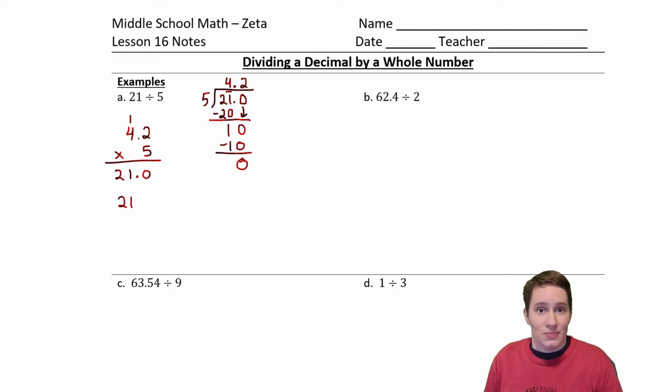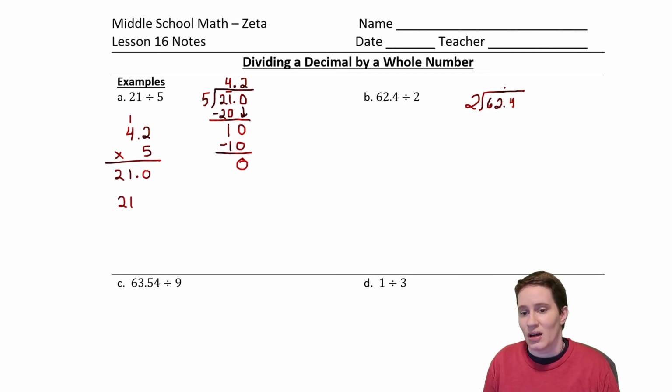Let's look at B, 62.4 divided by 2. So I'm going to write down our 2 on the outside and our 62.4 on the inside. We could, since this already has a decimal, go ahead and put the decimal up above just so we don't forget it later. That is an option. Or we can wait until it comes up later on in the problem, whichever.